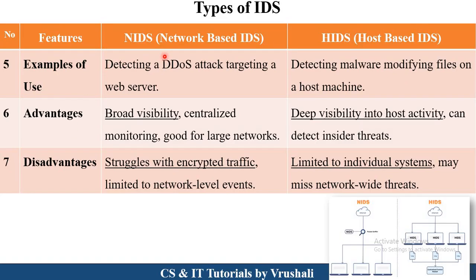The advantages of NIDS: they have broad visibility, because they monitor and find suspicious activities from the large network. But HIDS has deep visibility. They find suspicious activity from the particular host computer. The disadvantage is that NIDS doesn't find any unusual activity in encrypted data. And HIDS has a limited scope, an individual system, not a network-wide attack. So these are the two types of IDS.